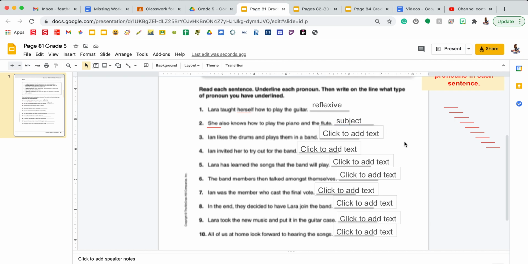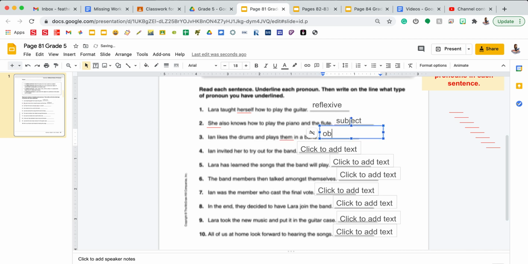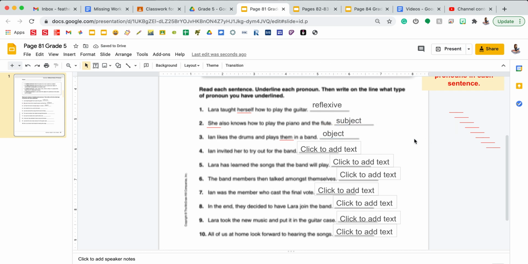One more. Ian likes the drums and plays them in a band. The pronoun is them, and I see that them is first off referring to drums. It's coming after the action verb plays, therefore this is an object pronoun. You have 4 through 10 to try on your own.